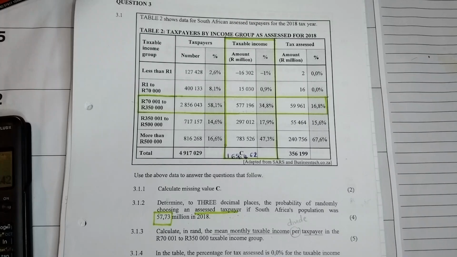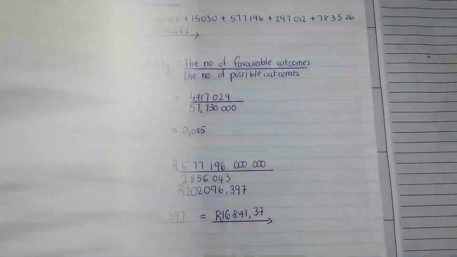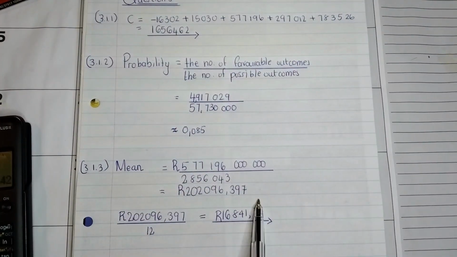Once we've got that mean, now we need to find what the monthly taxable income is. We just got the taxable income for the year, but we need the monthly taxable income. To get that, you just need to divide the value that you obtained by 12, to get the mean monthly taxable income per taxpayer in that group to be 16,841 rand and 37 cents.